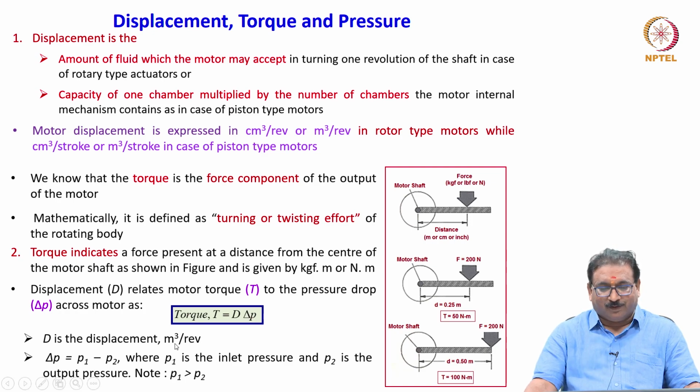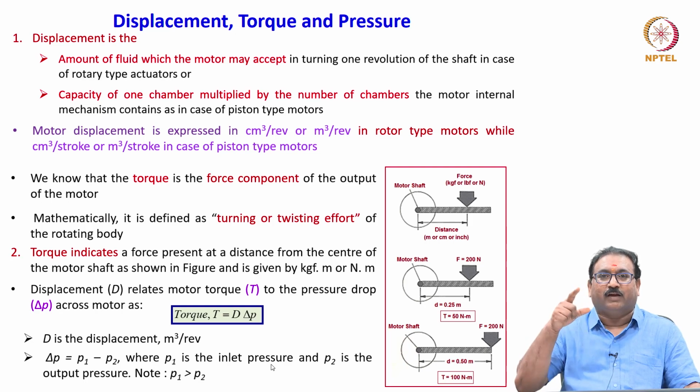But in case of the piston, you have to take it as centimeter cube per stroke, or meter cube per stroke. Delta P is P1 minus P2. Please understand this: P1 is always the inlet pressure, which is the highest, and P2 is the outlet pressure, because after rotating the shaft, no energy is left in the fluid, and it goes directly to the tank. It is almost 1 bar pressure. That is why P1 is always greater than P2.